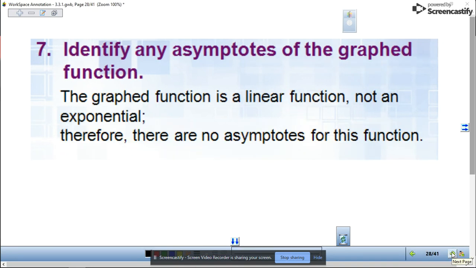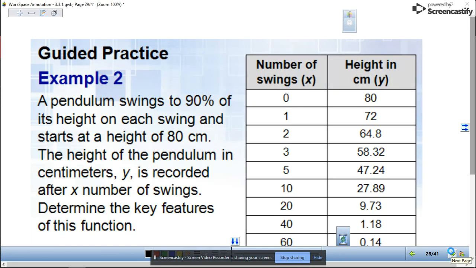The graph is linear, not exponential. We know that because it's going uphill, right, in a straight line. It's not a curve. And since there's no curve, that means that it does not have an asymptote. All right, let's take a look at example 2.